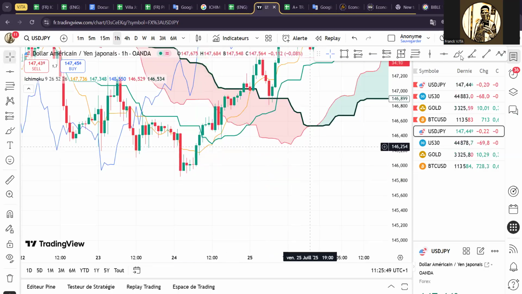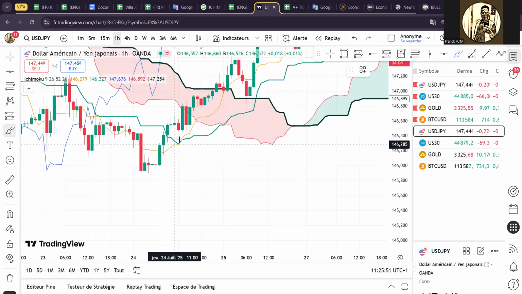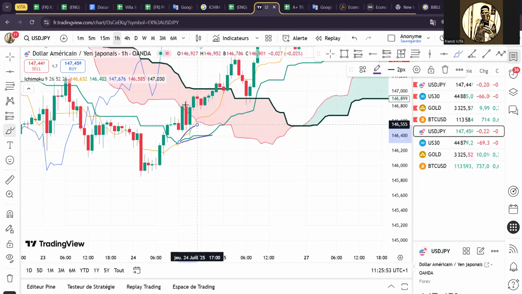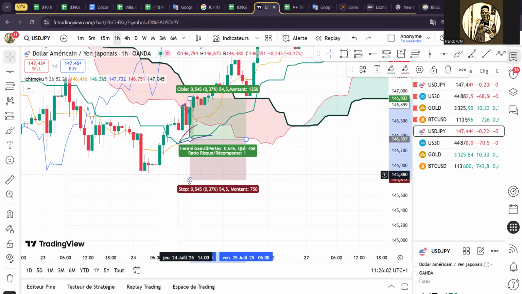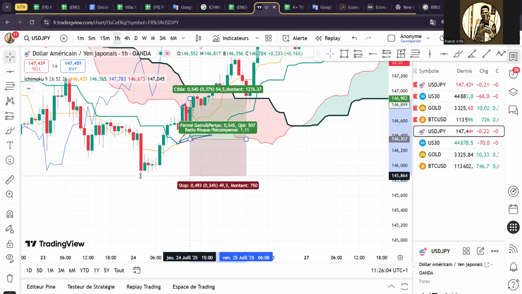This will be the TK cross, right? This is a TK cross. Now the candle went above till here and then came back and touched Kijun. So at this Kijun, you can directly enter. Place your stop loss just at this V stop here.